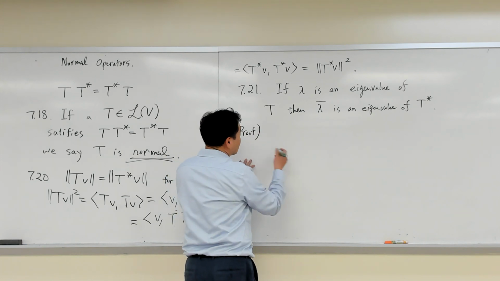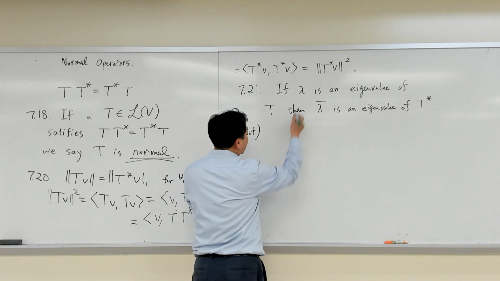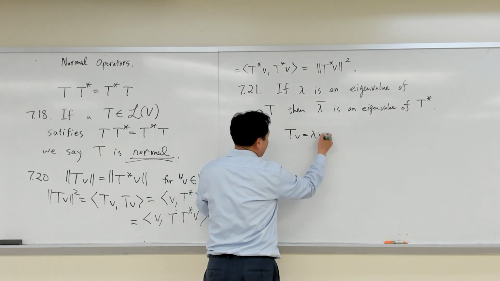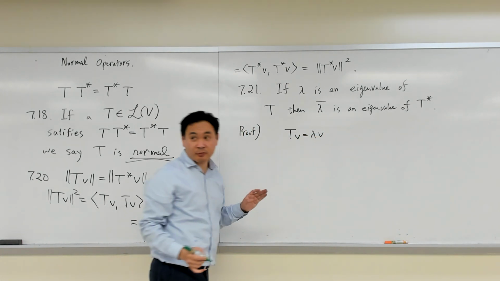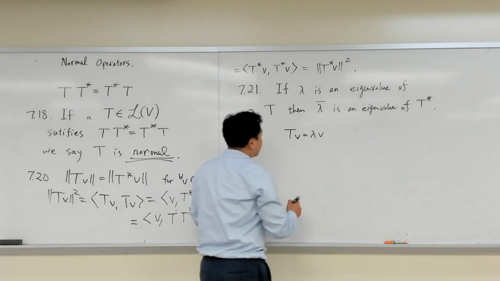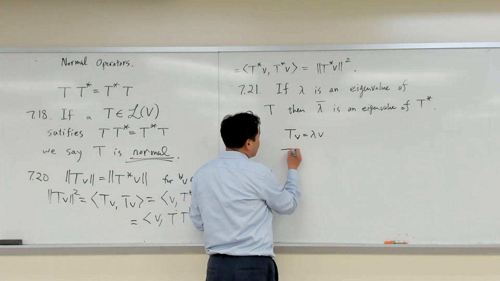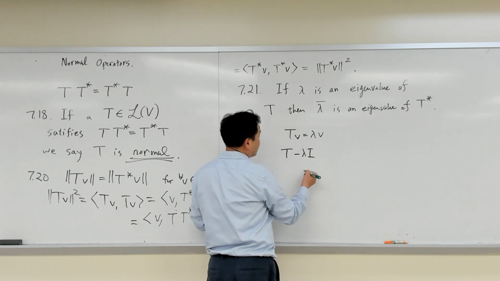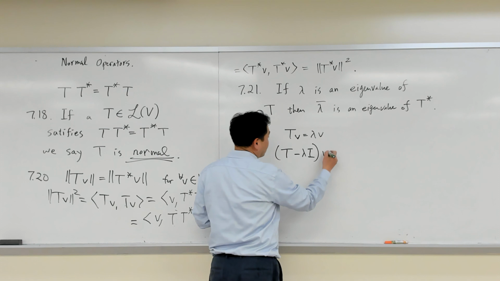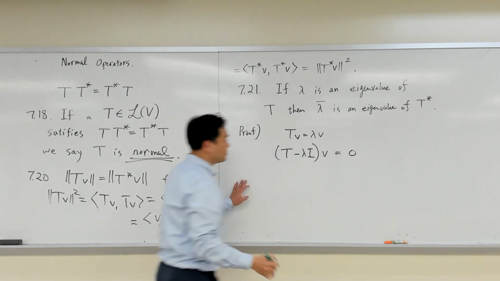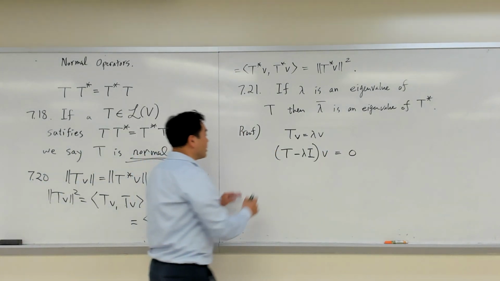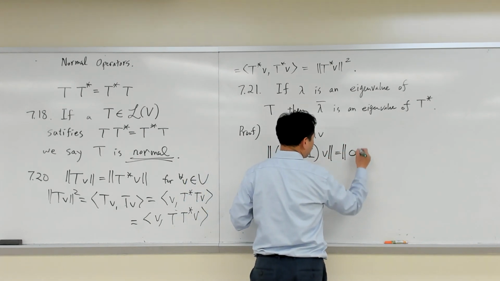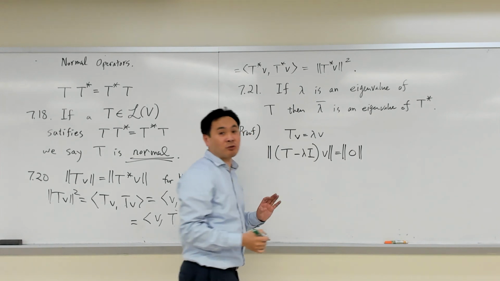So what does lambda being an eigenvalue mean? It means Tv is equal to lambda v, right? But then this is the same as (T minus lambda I) v equals 0. And then you take the norm. But the norm of the 0 vector is 0, right?